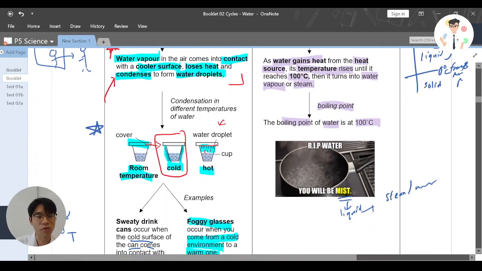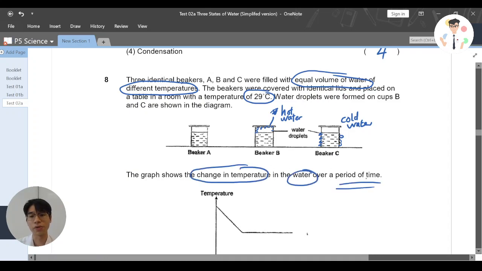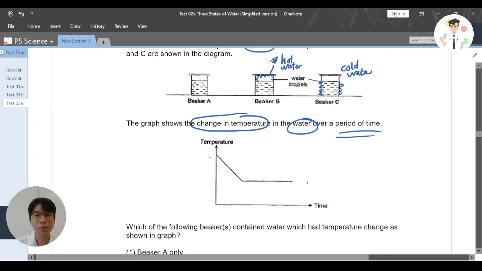Room temperature, there's no water droplets. Cold, water droplets form outside. Hot water, water droplets form inside. So you can see that this is the hot water. This is the cold water. Now, this is a graph, and the graph shows the changes in temperature of the water over a period of time. You can see the temperature of the water at first is very high, then slowly decreases, and it remains the same.